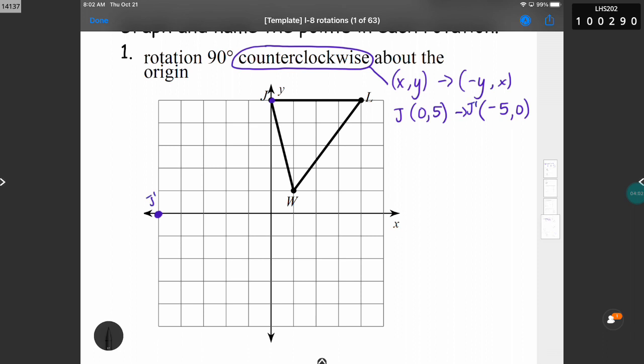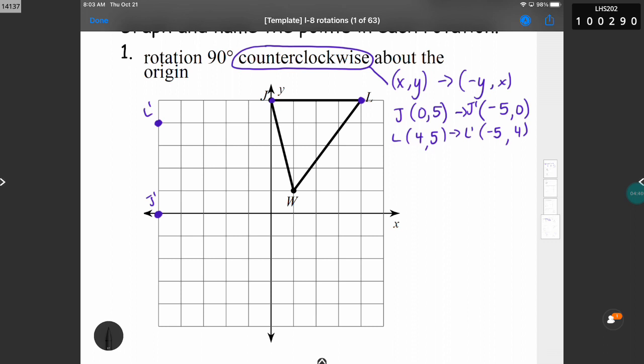Okay, now I'm going to pull out L. What is point L right here? That's 1, 2, 3, 4. So that's positive 4 and positive 5. So when I rotate and it becomes L prime, what is that going to look like? Opposite of positive 5 is negative 5, and then whatever the X is, so that's 4. So negative 5, positive 4. So my L prime should be here.